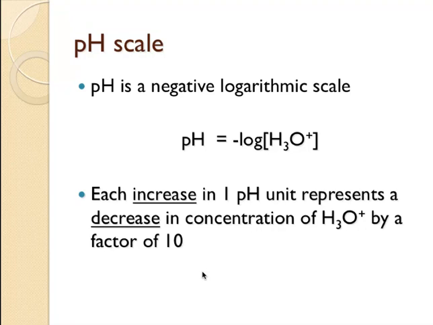So each increase of 1 pH unit represents a decrease in the concentration of the hydronium ion by a factor of 10, because that negative is there. An increase in a pH unit represents a decrease in the concentration. Okay, so the greater the pH gets, the more basic the solution gets.